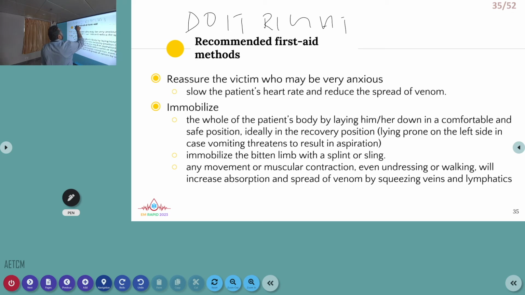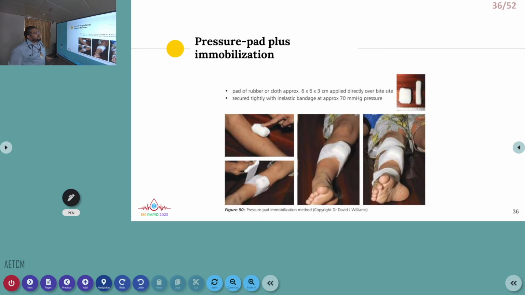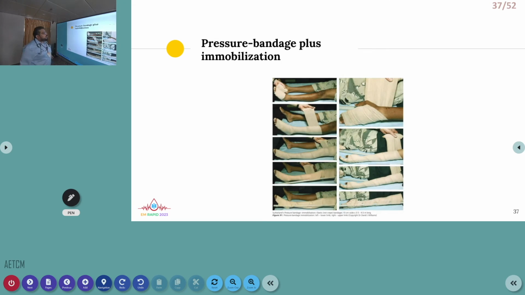So what is do it right? Do not cut or squeeze or do anything. What you need to remember, do it right: reassure the victim, immobilize the bitten limb, get to hospital and tell the doctor regarding the symptoms and all the things that have happened. So that is do it right. You can do some pressure pad immobilization, and do not ever use a tourniquet. You can do something like a pressure immobilization. Already there is a video available on that. You can check that video.